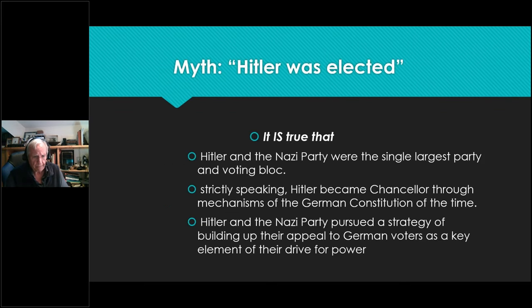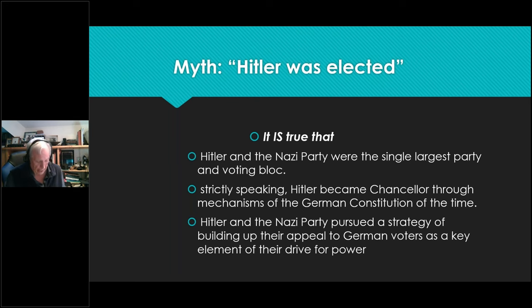So it is true that Hitler and the Nazi Party were the single largest party in Germany in 1932, the single largest voting bloc. And strictly speaking, Hitler became chancellor through the mechanisms of the German constitution of the time. And Hitler and the Nazi Party for many years pursued a strategy of building up their appeal to German voters as a key element of their drive for power. So all of those things are true. Hitler and the Nazis did take advantage of the electoral system. They used the electoral system.